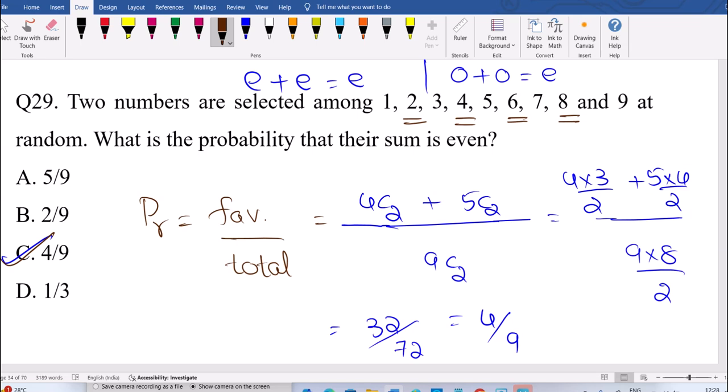Then you have to say 4C1 into 5C1. One from even numbers 4C1, one from odd numbers 5C1. 4C1 into 5C1, numerator will be 20. Then denominator will be 36. Only one term in numerator. Even plus odd or odd plus even. So 4C1 into 5C1. Don't write it again one more time. Okay, it will be more than 10. You will get probability more than 1. Probability more than 1 is not allowed.